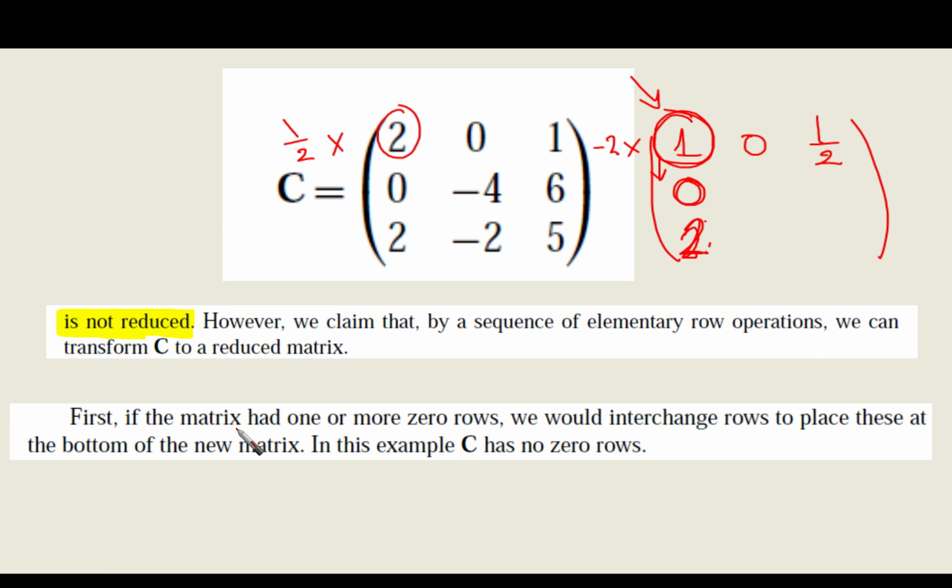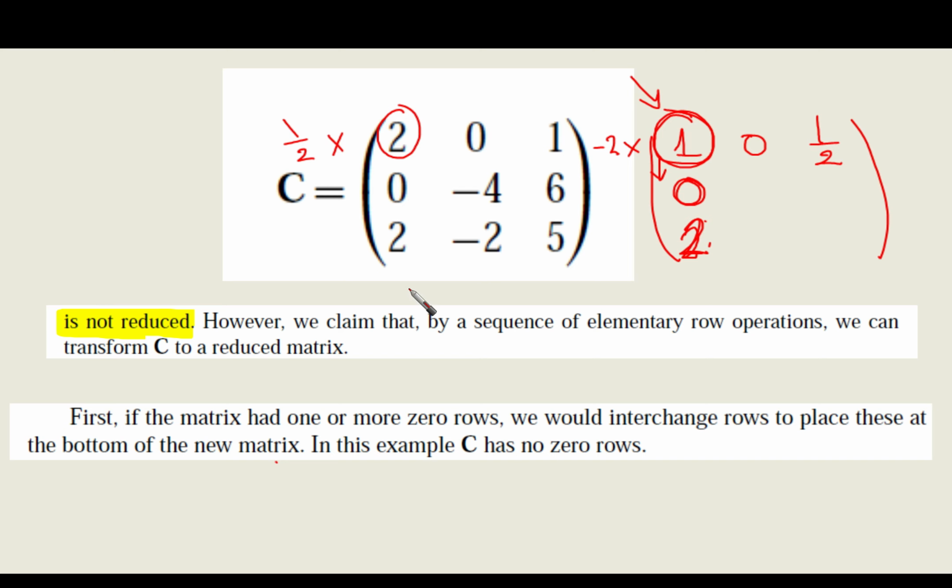So first, if the matrix had 1 or more 0 rows, so whenever you look at any matrix and you see some rows to be 0, we would interchange rows to place these at the bottom of the new matrix. So if we have some zeros, then always make interchanging and put the 0 rows at the bottom. Okay? So in our example, this matrix does not have any 0 rows. So we're not going to interchange anything.